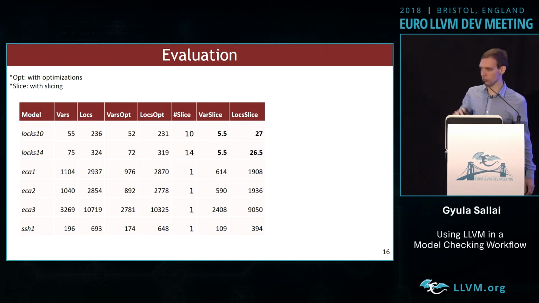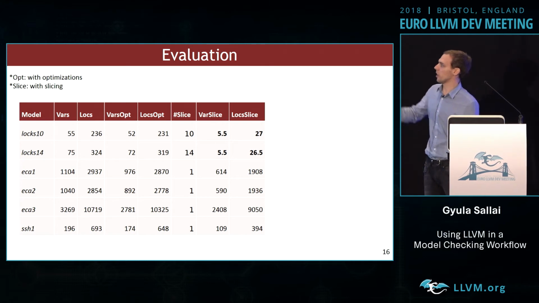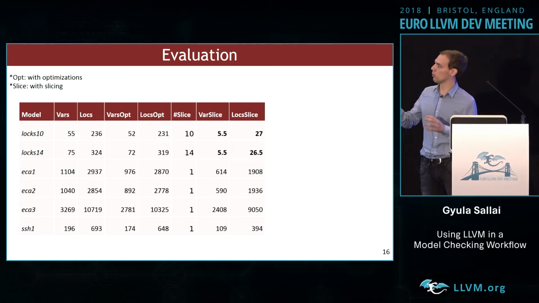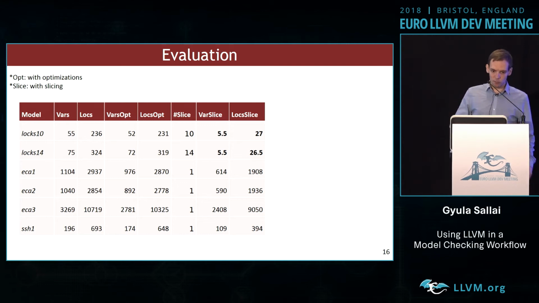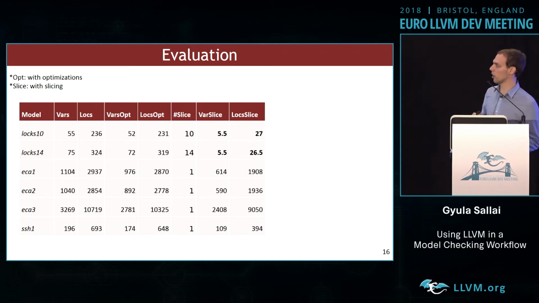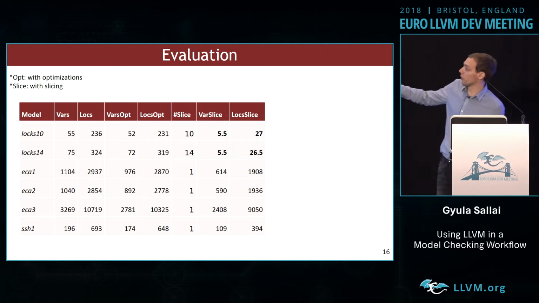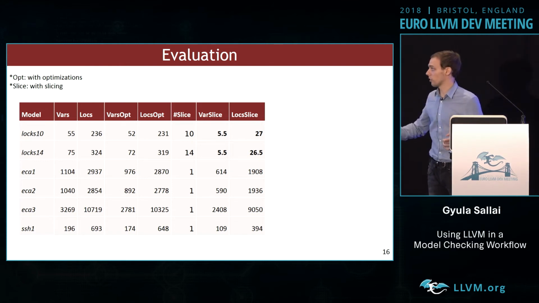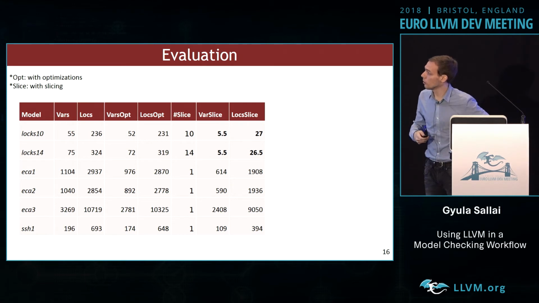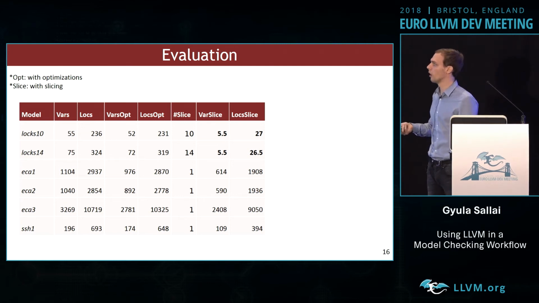All right. So the evaluation results are shown in this table. You can see that we have the model name, variable count, and location metrics. These are just some representative models, because within a given category, we do not have that much deviation. The opt suffix in a column means that these metrics are obtained using LLVM's scalar optimization passes. The slice suffix shows the results obtained using program slicing. And the hashmark slice column shows how many slices we were able to extract from the program.